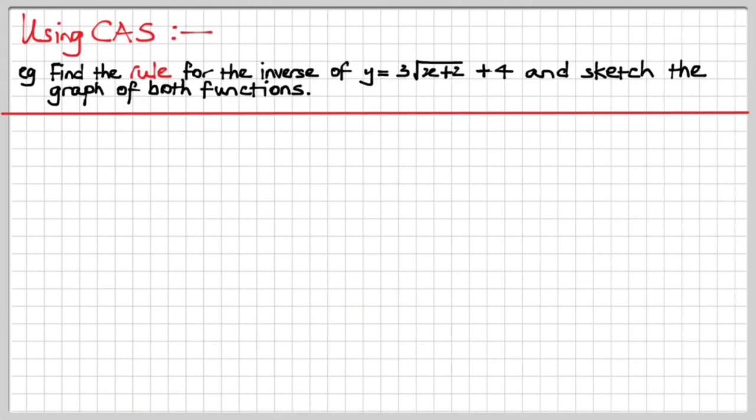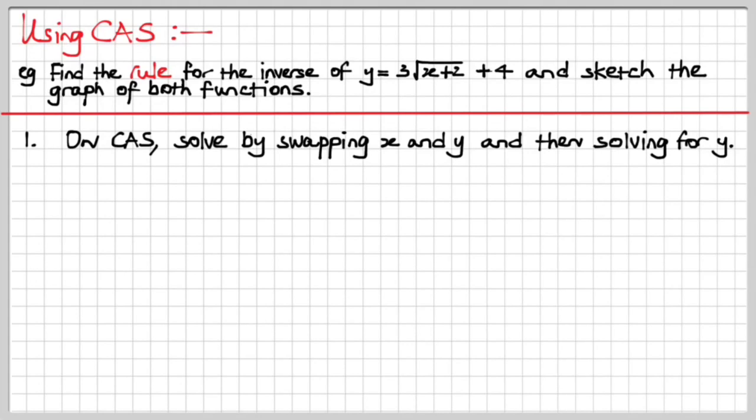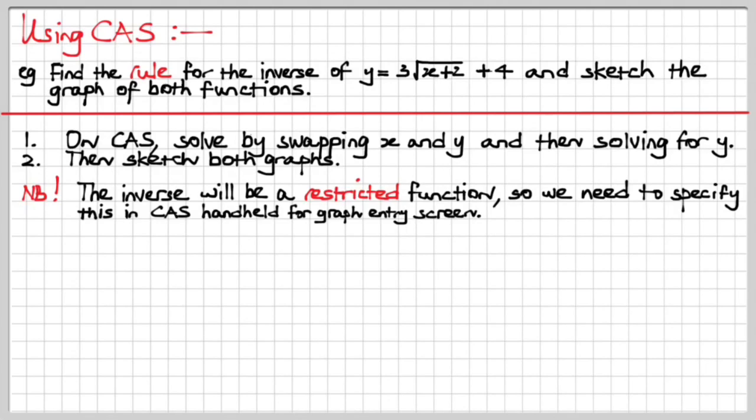Now, we're doing some CAS now, apparently. Find the rule of the inverse of y equals 3 root x plus 2, plus 4, and sketch the graph of both functions. So, on CAS, we can solve for the inverse by swapping x and y and then solving for y. It's pretty cool how you do it, so I'll show you in a moment. Then we sketch both graphs, yeah? So NB, the inverse will be, in this case, a restricted function. So we need to specify this in the CAS handheld for the graph entry screen, all right?